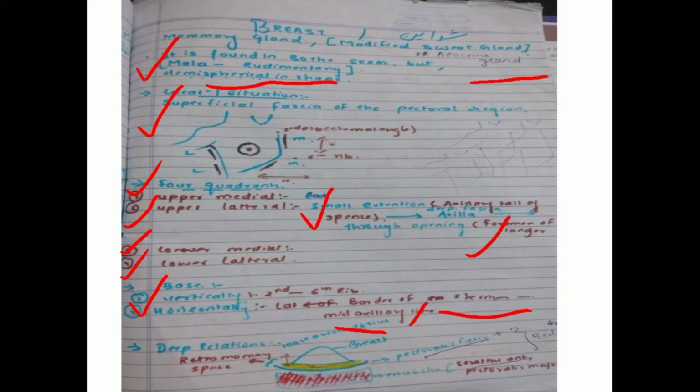Now the relations of the breast are: the breast, then loose areolar tissue, then pectoralis fascia, and then the muscles such as serratus anterior and pectoralis major muscles. So pectoralis fascia plus the serratus anterior muscles, this forms the bed of the breast.